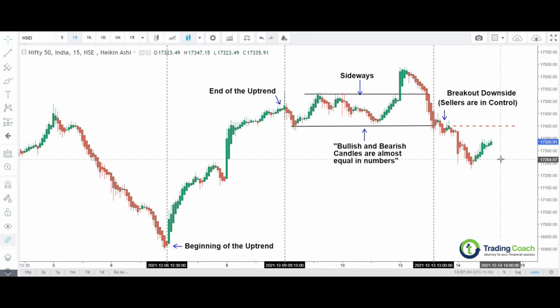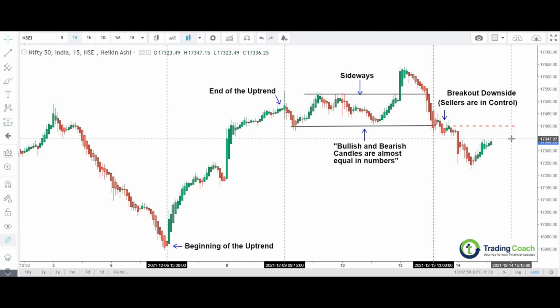The buyers have taken control of the price. Unless and until we see a break over here, we cannot say the buyers have taken control of the price. So right now we can see that the sellers are in control. Unless and until we see a clear evidence on the price action, we have to keep taking short positions. All right. So this is how we study the price action.